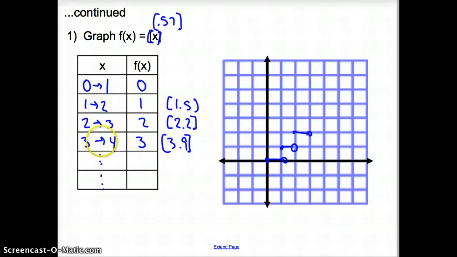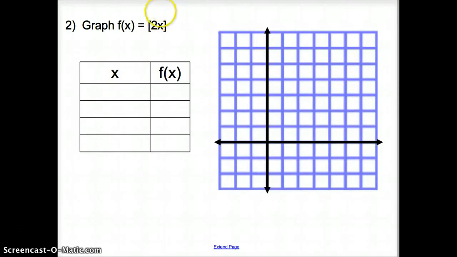And then 3 to 4. Here's 3 to 4. And where is it on the y? It is at 3. So I move it up. Again, it's a closed circle because it can be that, and then a bar, open circle because it's not that. And now this would continue in both directions. And here is where we get our steps, because it looks like a staircase.